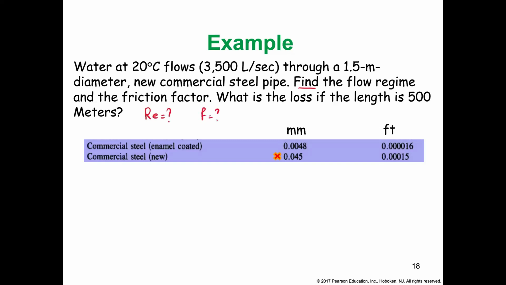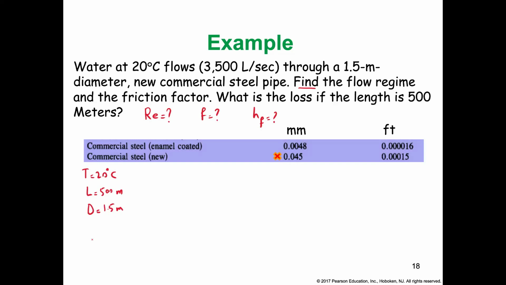Friction factor means F. And what is the loss? Means this. What information do you have? Temperature, length of the pipe, diameter of the pipe. That's a pretty large pipe.